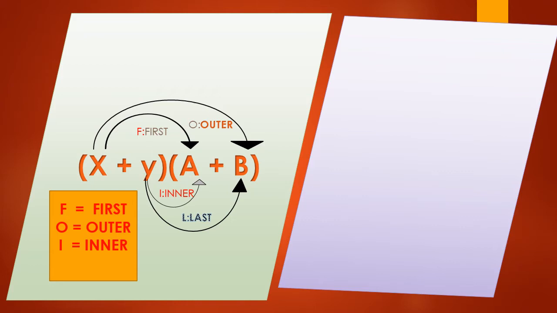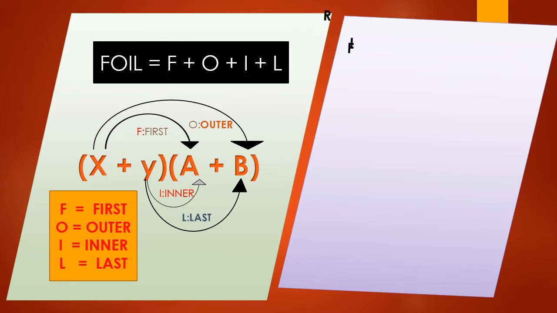So for first, we have used F, for outer O, for inner I, and for last we have used L. You just look at this: FOIL, FOIL. So here the FOIL acronym has been made from this. So this is the FOIL formula.